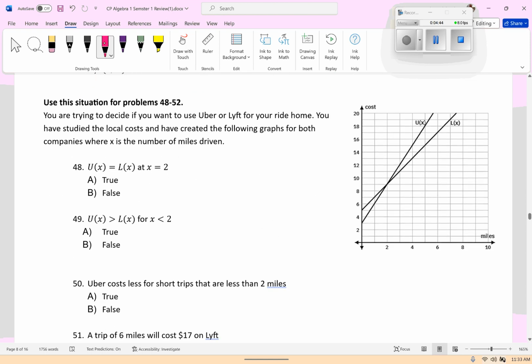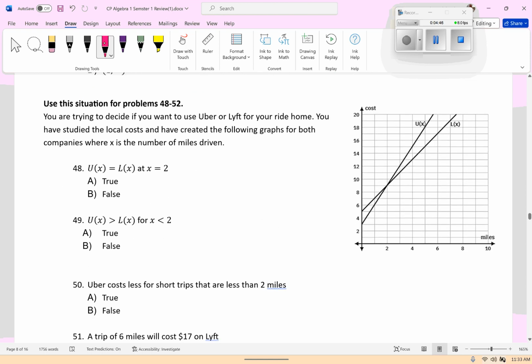For this one, it says you are trying to decide if you want to use Uber or Lyft to ride home. You have studied the local costs and created the following graph for the companies. So Uber is this one and Lyft is this one. So Uber is equal to Lyft at 2. Well, that's where they would cross, so I'd say that's true.